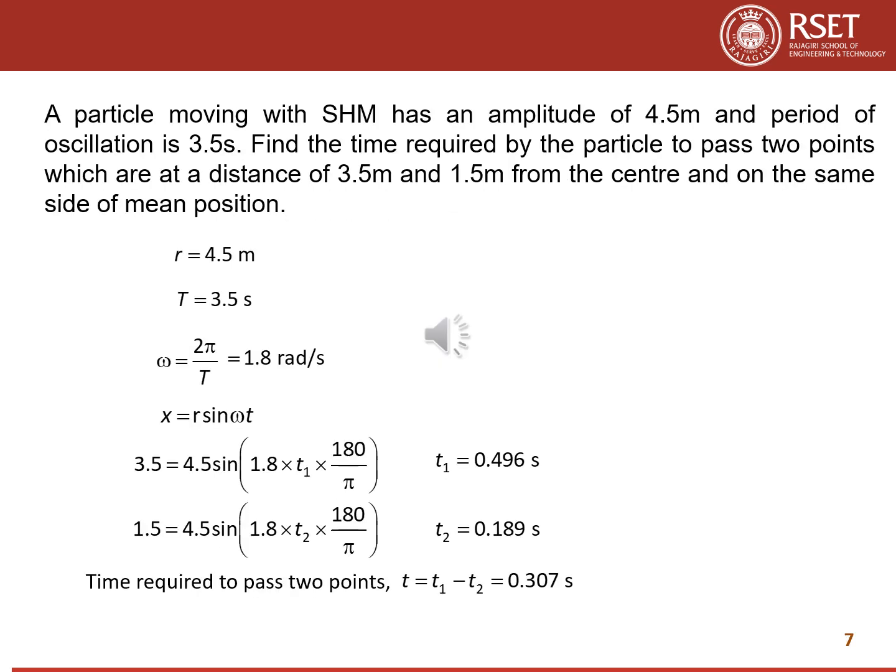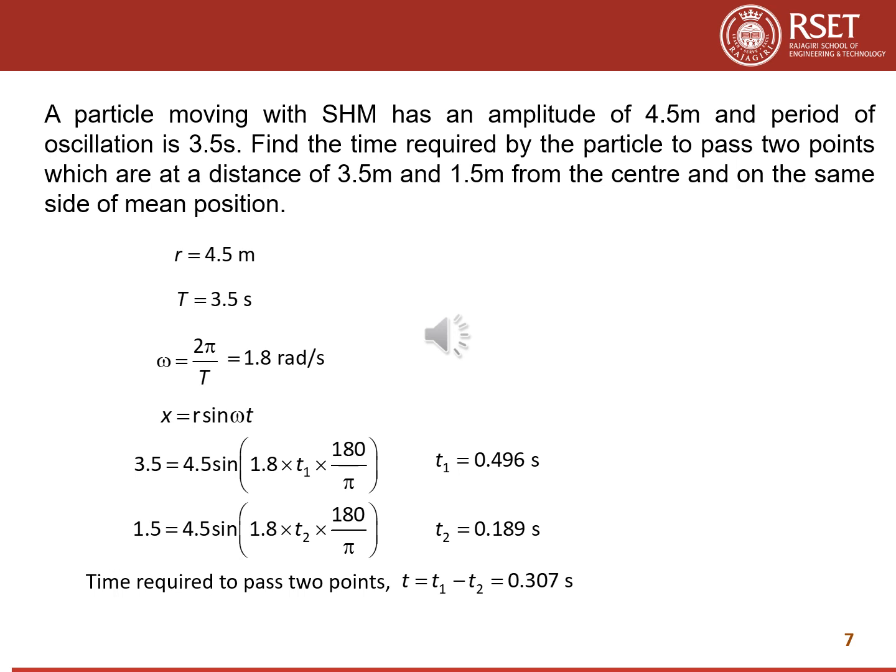Now let us come to a numerical example. A particle moving with simple harmonic motion has an amplitude of 4.5 meters and period of oscillation of 3.5 seconds. Find the time required by the particle to pass 2 points which are at a distance of 3.5 meters and 1.5 meters from the center and on the same side of mean position.